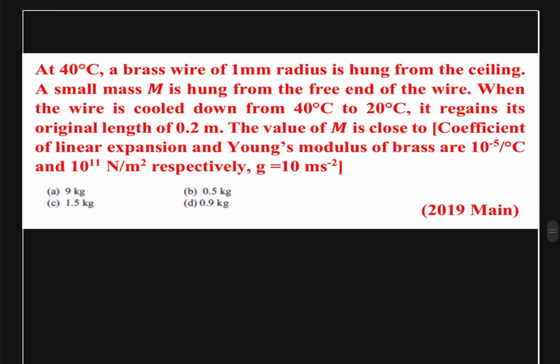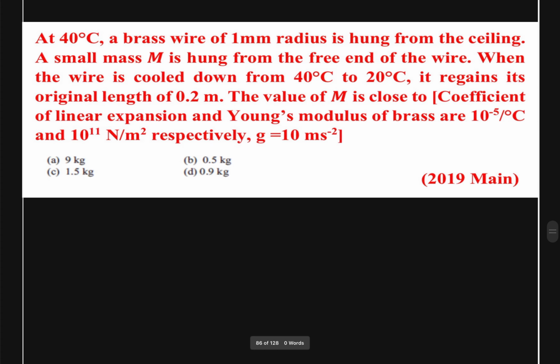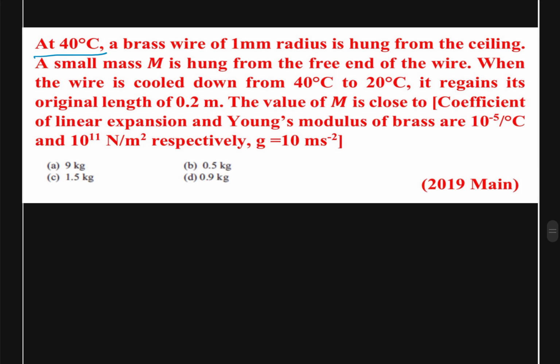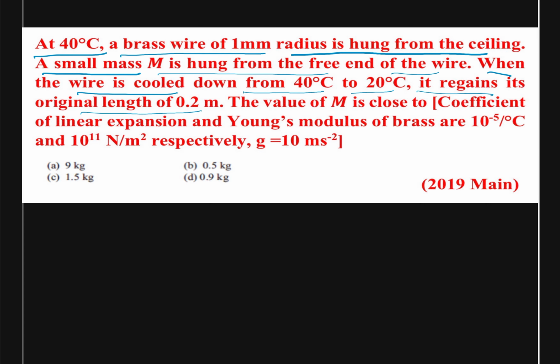Next question. At 40 degree centigrade, a brass wire of 12 millimeter radius is hung from the ceiling. A small mass M is hung from the free end of the wire. When the wire is cooled down from 40 degree centigrade to 20 degree centigrade, it regains its original length of 0.2 meter. The value of M is close to. The coefficient of linear expansion and Young's modulus of brass are 10 to the power minus 5 and 10 to the power 11, and g is given as 10 meter per second square.